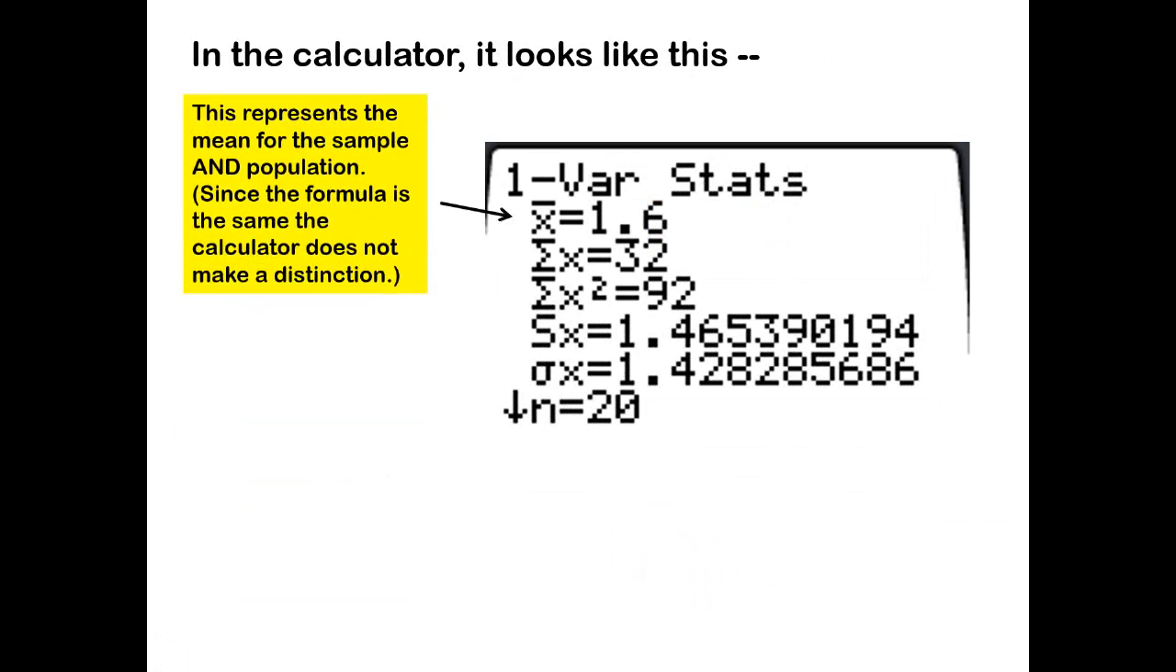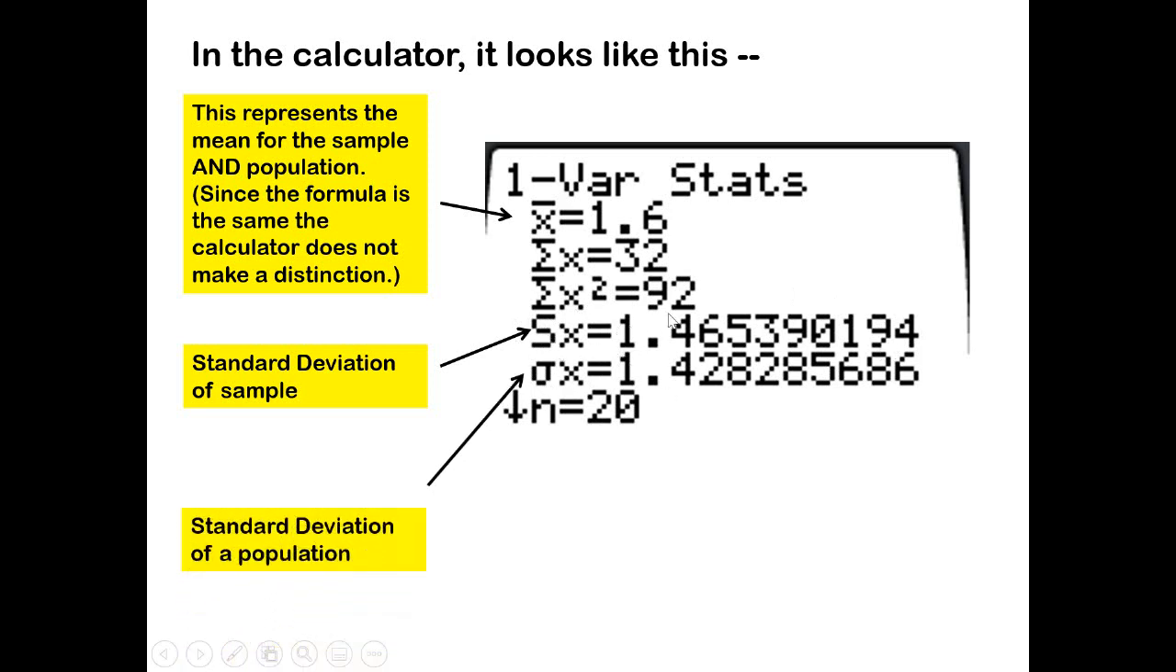If we use our calculator, we can do 1-Var Stats. We have our x bar. Whether we've taken a census or not, this x bar is going to be our mean value. So it uses x bar, but it could actually be mu as well. If we have a sample, the standard deviation we would use is s sub x. If we've collected data for the entire population, we can use that sigma x here. Notice that the sample standard deviation is always going to be bigger than the population standard deviation.